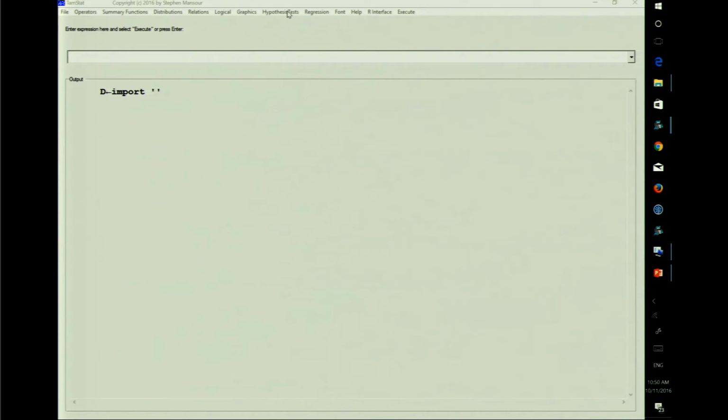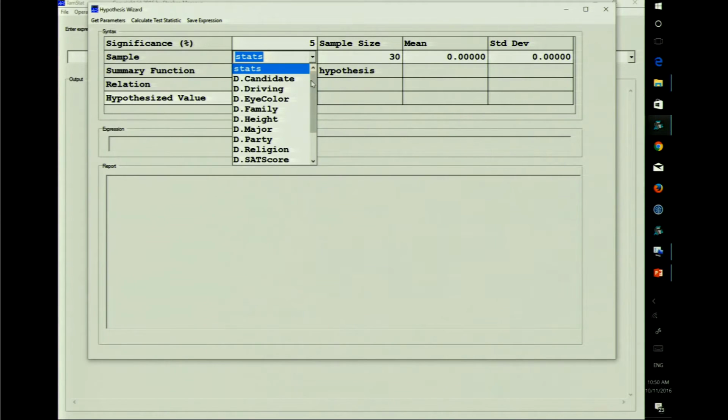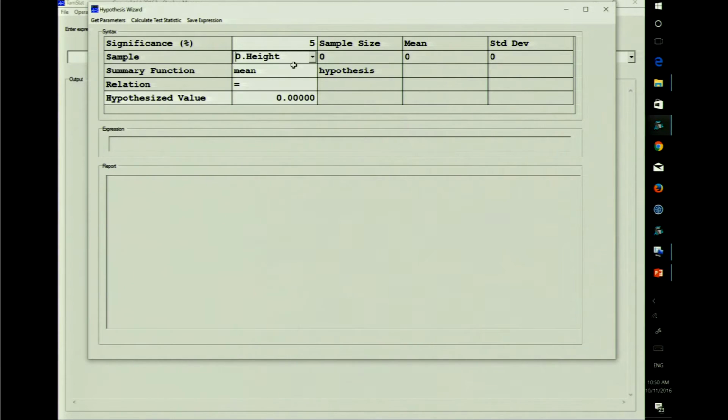So, in addition to that, I've got two more wizards. I'll briefly explain the hypothesis wizard. I loaded in some data; I collect data from my students every semester, and then I use it. For example, I take the student's height, d.height. What I do is import data into a namespace, and the variable in the data is a list of heights. So if I take d.height, what I want to do is test a hypothesis that the average height is 68 inches, for example.